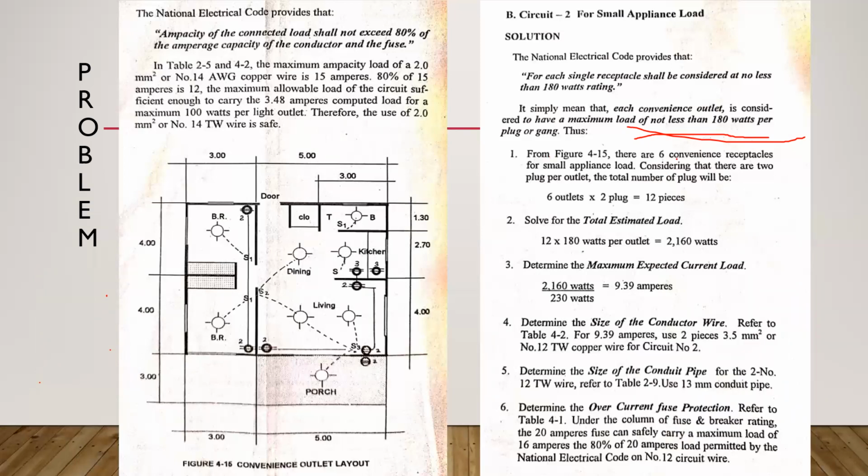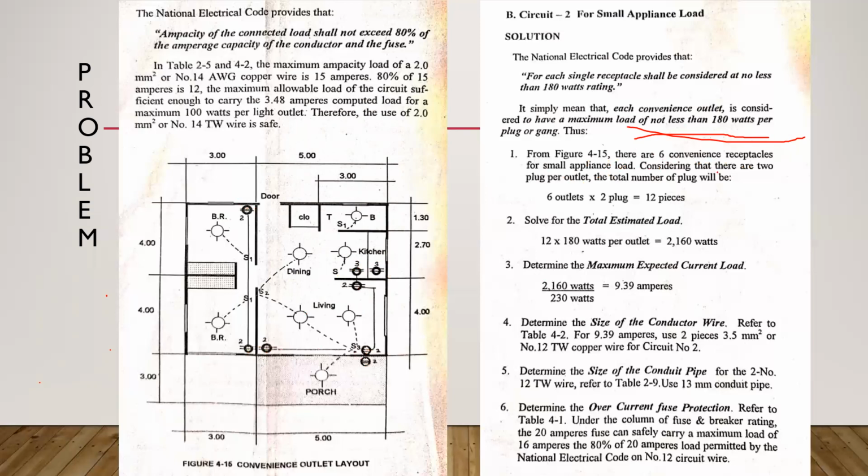There are 6 convenience receptacles for the small appliance load. Kasi, except dito sa ating kitchen na 2, tatlong gang siguro ito siya. 2 gang lang muna ating consider. So, 2 gang natin is 1, 2, 3, 4, 5, and 6. So meron tayong total of 6 convenience receptacle for small appliance load.